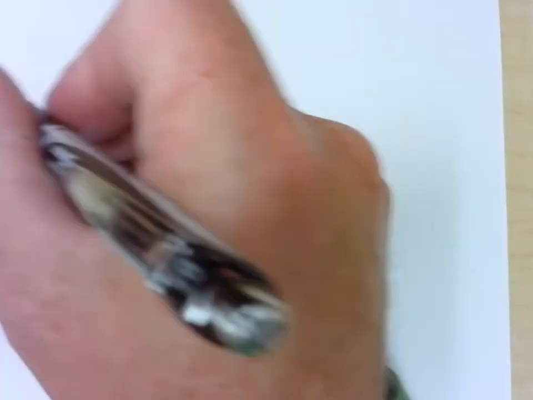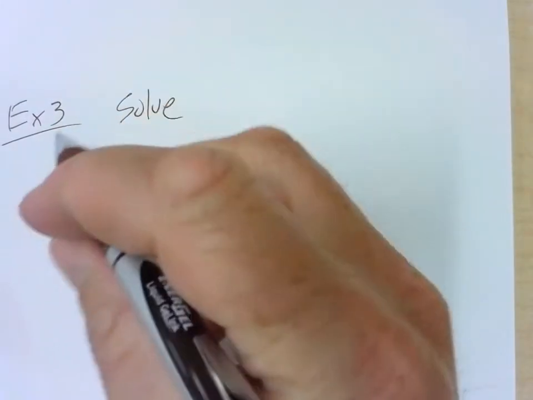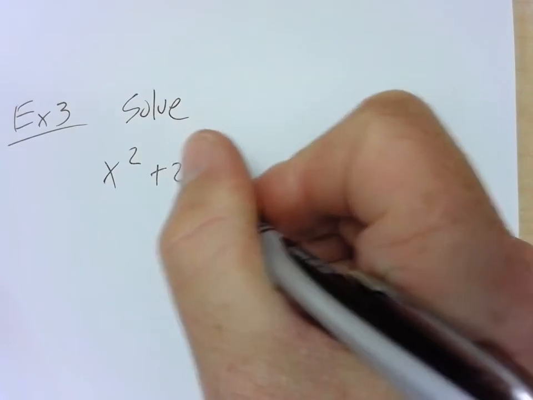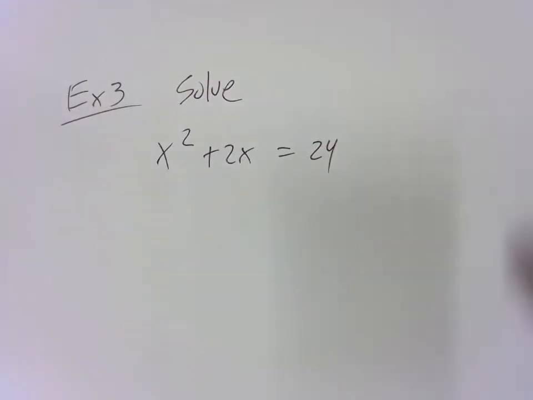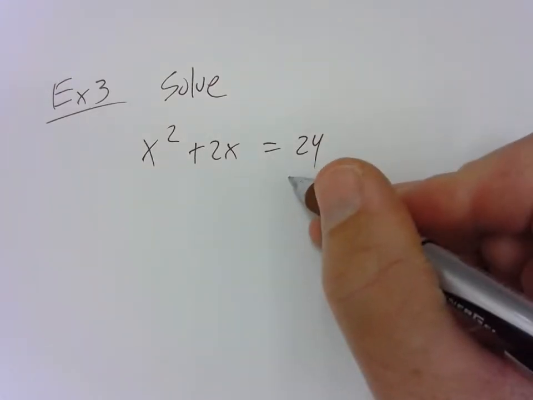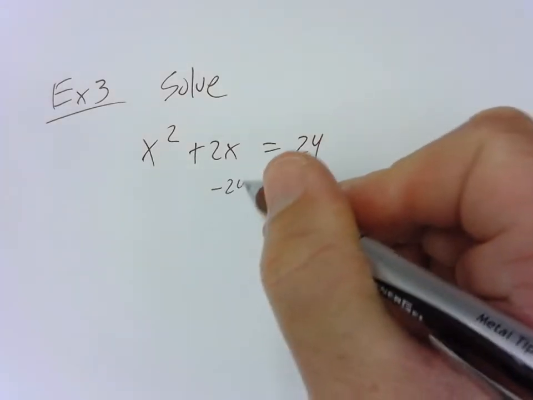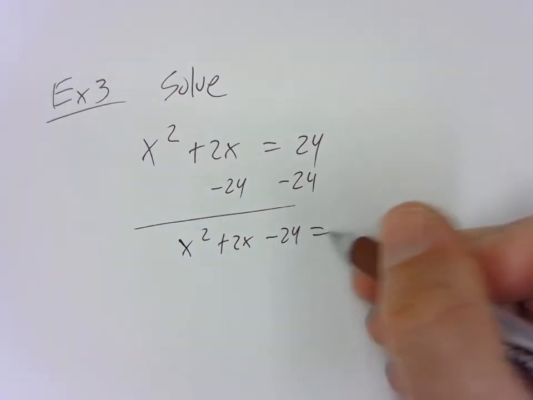Example 3. We're going to solve this, and we get x squared plus 2x equals 24. Now, if you're watching this for the first time, why don't you just pause it right now and try and do it? Move the 24 over and factor and get the two answers. And let's go. Subtract over the 24. We get x squared plus 2x minus 24 equals 0.